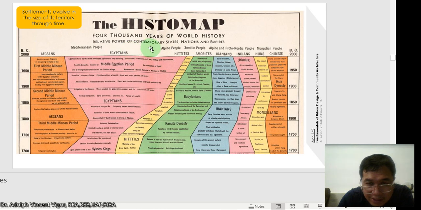So relative power of contemporary states, nations, and empires. If you look at this in 1700 to 1750 BC, the most powerful probably were the Amorites, which is almost equal with the Egyptians. But at 1950 to 2000 BC, I think the Egyptians dominated everyone. If you look at the settlements, the evolution of the settlements, based on this historiographic.